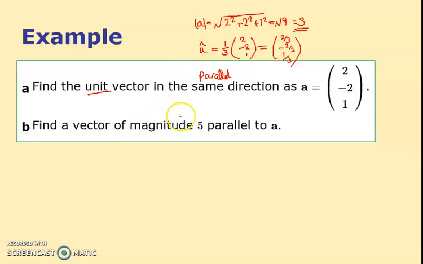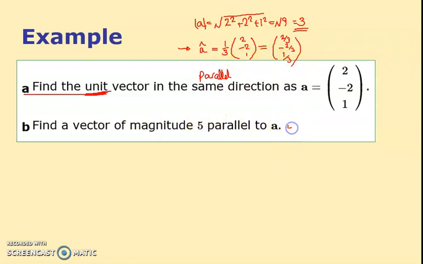Find a vector of magnitude 5 parallel to A. Well, now I know what to do. See, this has got a magnitude of 1. That's why it's called a unit vector. So when I find a unit vector, it's got a magnitude 1, in the same direction as the original A. And now they want me to find a vector of magnitude 5. Well, I simply times what I just found by 5.